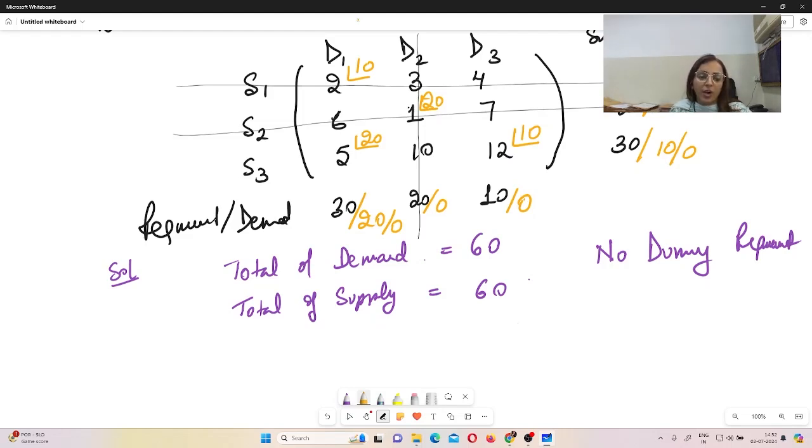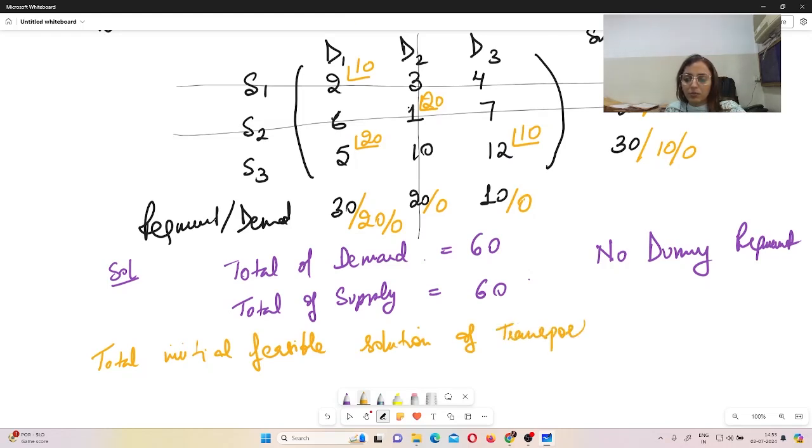So we will be able to find out, write it over here, the total initial feasible solution of transportation problem. By which method have we done this? Least cost method. Now we have done it with the least cost method, LCM. And what do we find out in the least cost method?